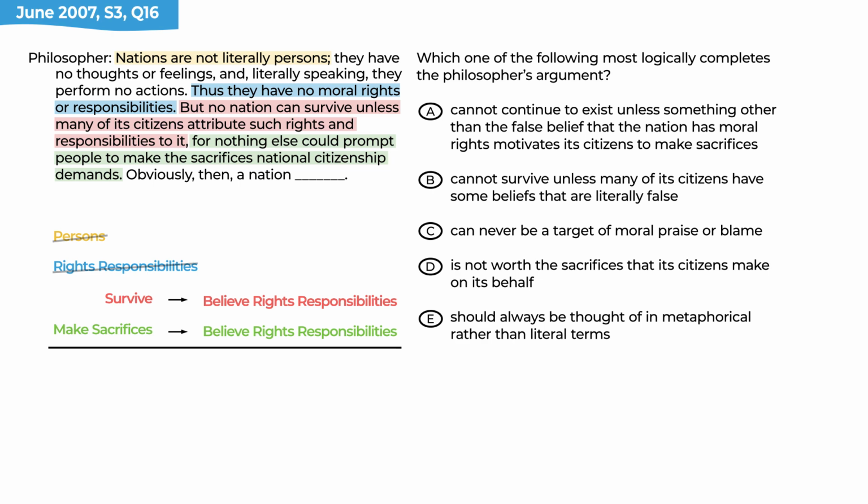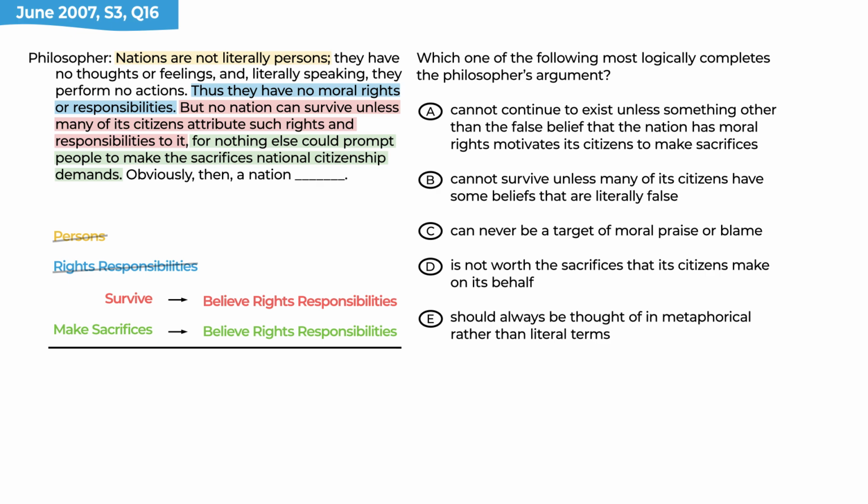So where does this go? Well, we see that the latter statements are about what people believe, while an earlier statement is about what is the case, right? That nations are not persons, that nations do not have rights and responsibilities. But having rights and responsibilities is a necessary belief in order for a nation to survive, or in order for people to be willing to make sacrifices for that nation. So maybe there's a mismatch between what people need to believe and what is truly the case. Let's see what we get with the choices.